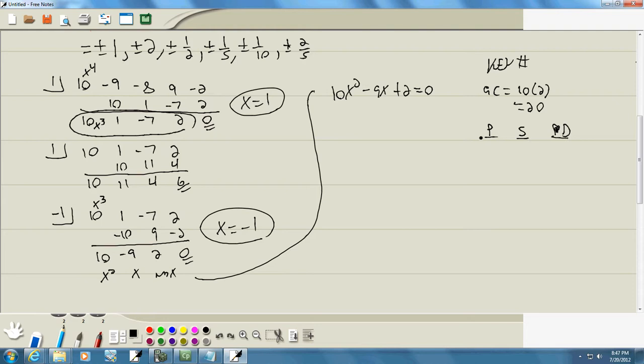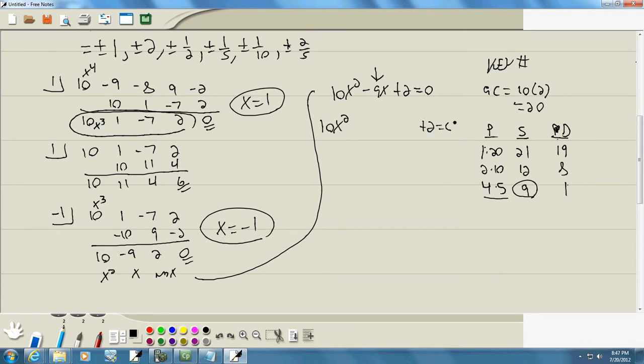And we're going to come up with 3 columns. In our product column, we list all the products that give us 20. So 1 times 20, 2 times 10, 3, no, 4 times 5. In the sum column, we add those together. 1 plus 20 is 21, 2 plus 10 is 12, 4 plus 5 is 9. In the difference column, we subtract them. 20 minus 1 is 19, 10 minus 2 is 8, 5 minus 4 is 1. The number we're looking for is the number in our middle term, which is 9. So we're going to use 4 and 5.